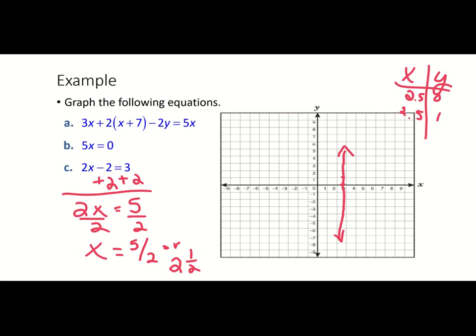We're going to talk about the slopes of vertical lines, horizontal lines, and any other line in 3.3, our next section, which we will worry about next week. So hopefully this was a good lesson, and I will talk to you guys later.